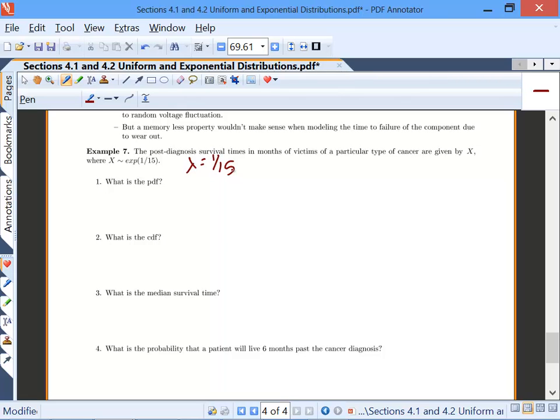I'm going to ask you, what is the PDF? And all you have to do is plug lambda in. So f of x equals lambda e to the negative lambda x. And so we just plug lambda in. So 1/15 e to the negative 1/15 x. And that is your PDF. And we know that it is for x greater than or equal to 0.